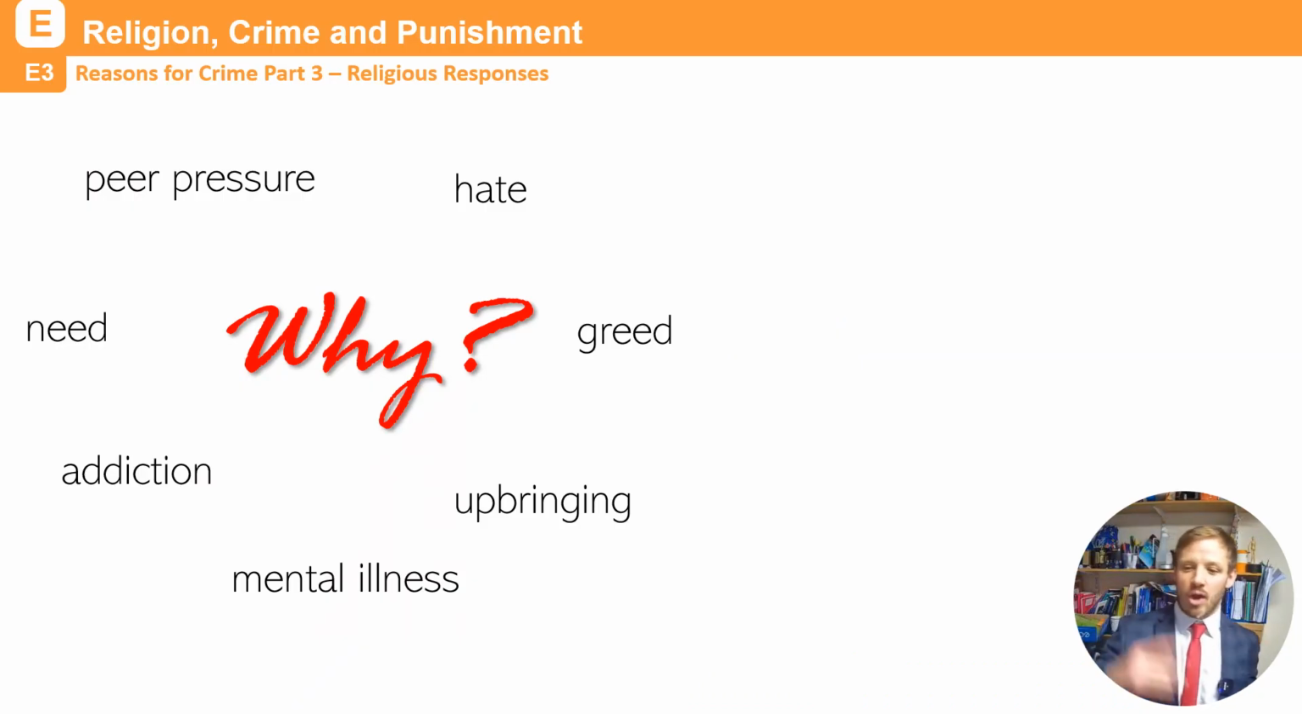Now, in the previous lesson, I'll put a link to it, we looked at lots of different reasons for crime. The GCSE writers for AQA want you to know about these, especially need and greed, mental illness and hate, as reasons why crimes have taken place. But for Christians who read the Bible, there are deeper reasons going on behind the scenes.